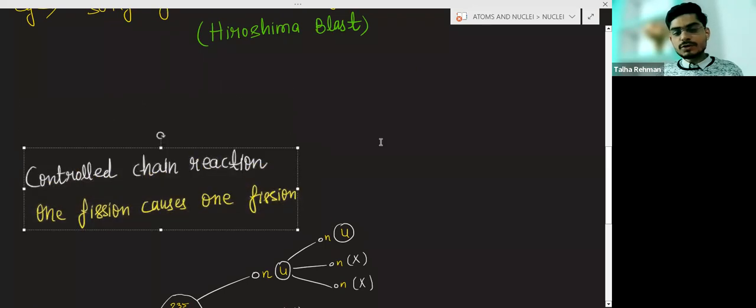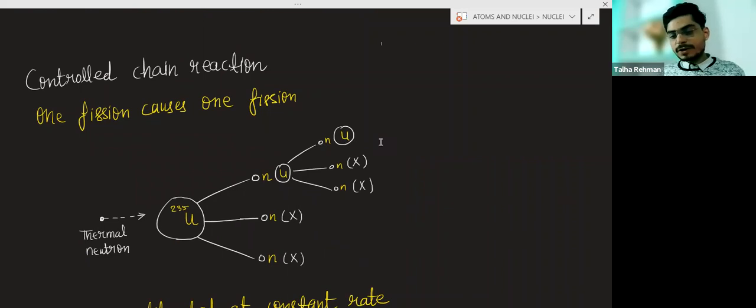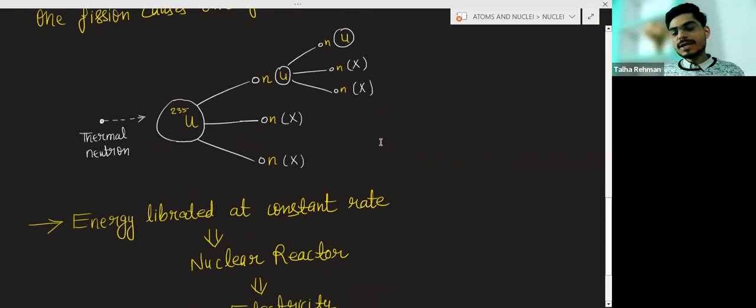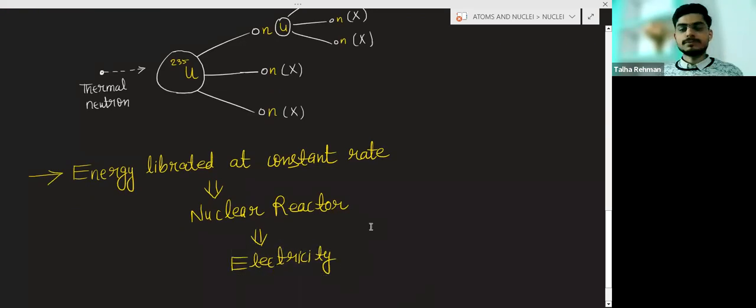And if one fission causes one fission, it means energy will be released in a controlled manner, or the rate of energy liberated will remain constant. And that is used in the nuclear reactor. And what is the use of the nuclear reactor? There are many uses, but one use of the nuclear reactor is to produce electricity.